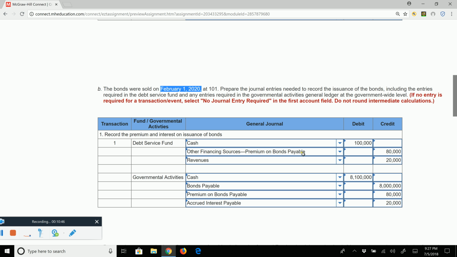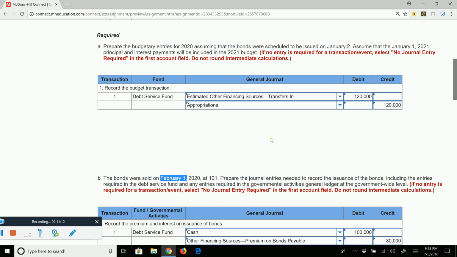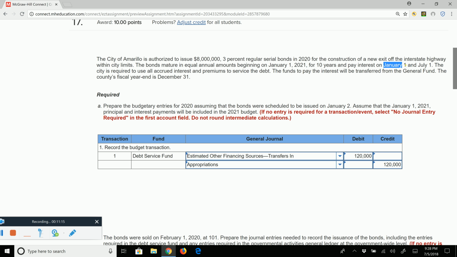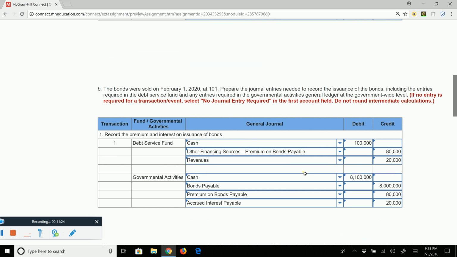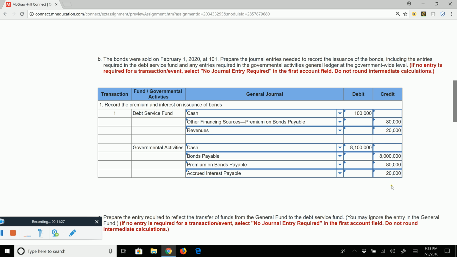In addition to that journal entry, we need to record the 1% premium surprise. We weren't expecting that. So 1% of $8 million is $80,000, and that is going to be credited to other financing sources in the debt service fund. Remember, the Capital Projects Fund doesn't need this money. And also, we sold it 1 month after the interest payment date. Remember, the interest payment date is January 1. So we've collected 1 month's worth of interest. And if we do 8 million times 3% times 1 month, or 1/12, we get $20,000.